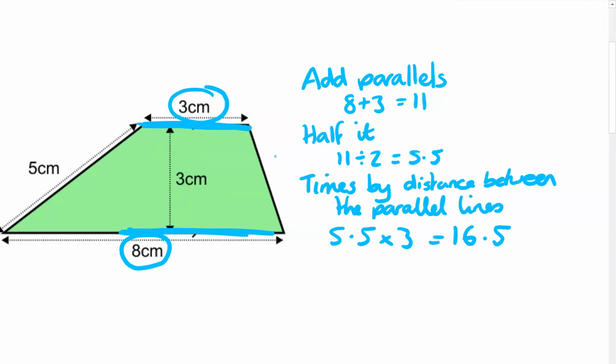Now I've got to put units on it. If you're doing an online assessment, then just see if the units are there. If they're not, you've got to type them in yourself. All of these measurements are in centimetres, but if you're doing an area, it's centimetres squared. So our final answer is 16.5 centimetres squared.